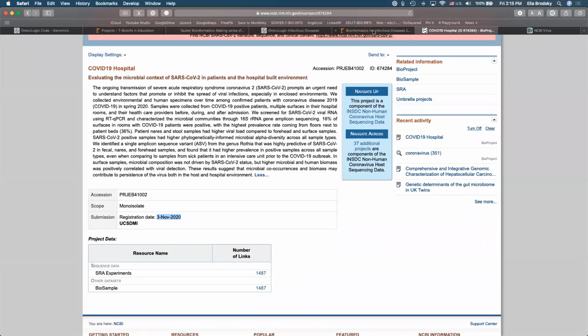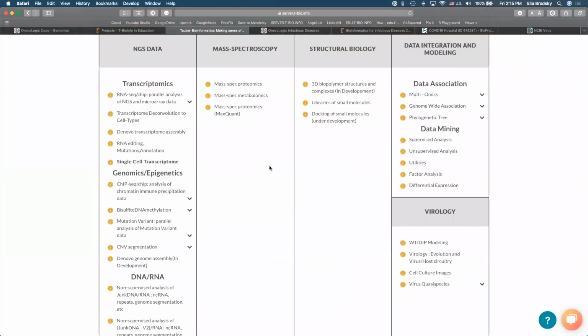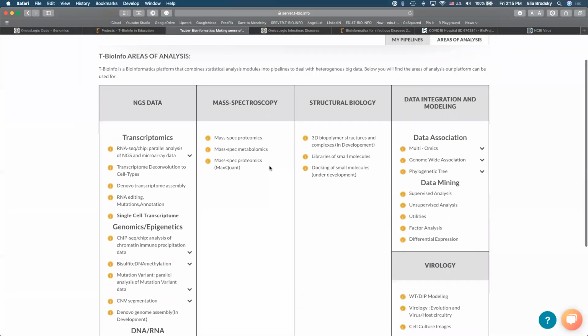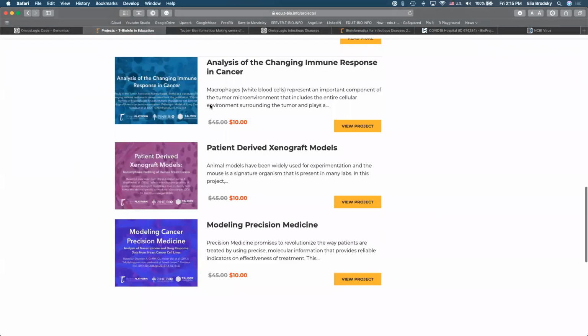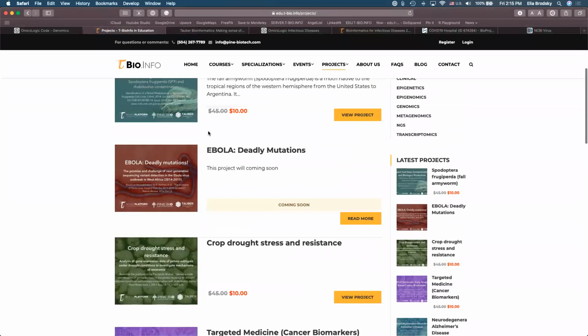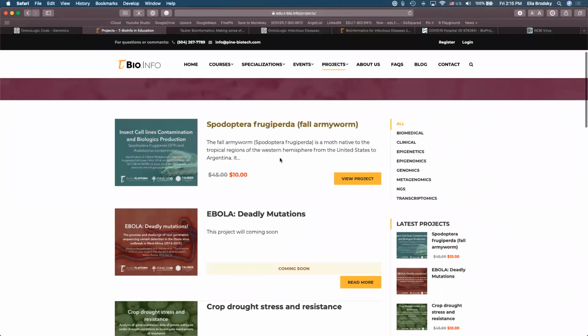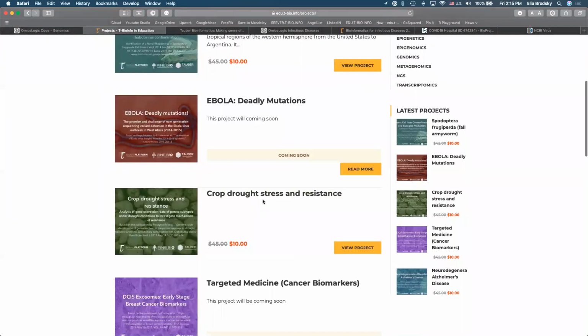So the platform that we already talked about is one of these resources. This resource allows you to analyze publicly available data sets easily with a user interface. We also have a number of projects that you can use to get started with your research project or analyze data from other types of data sets.